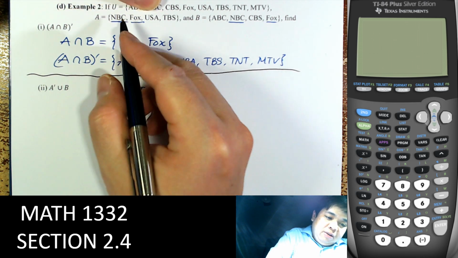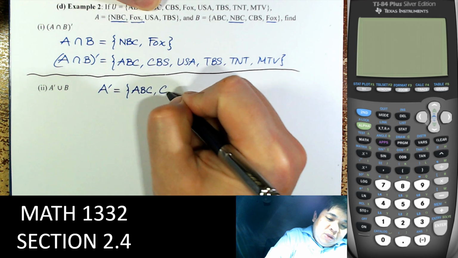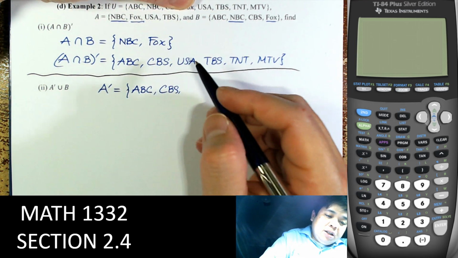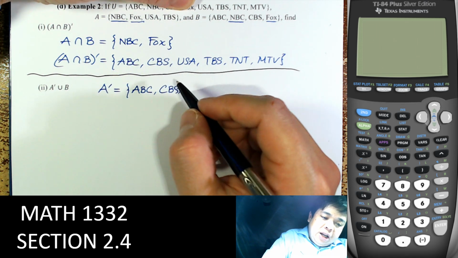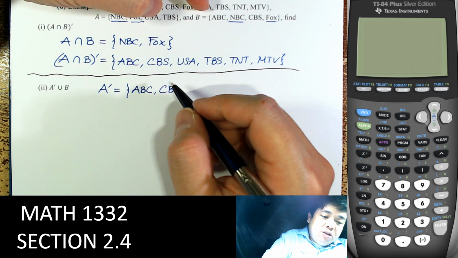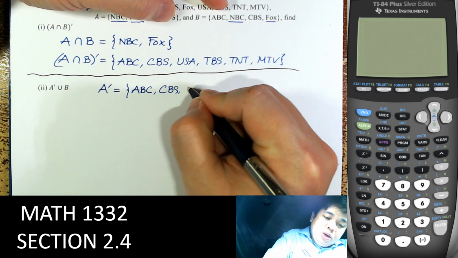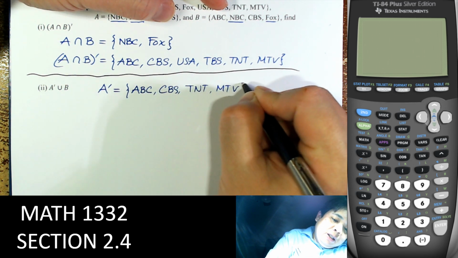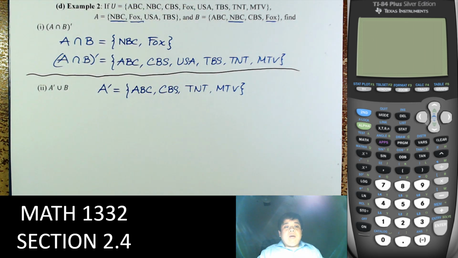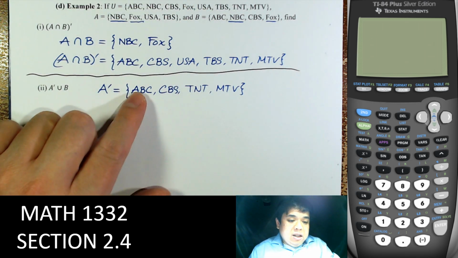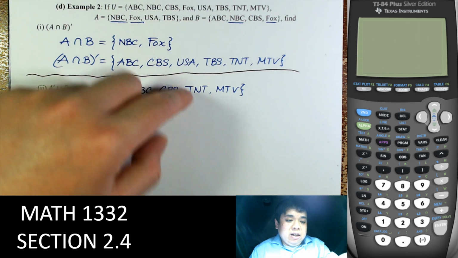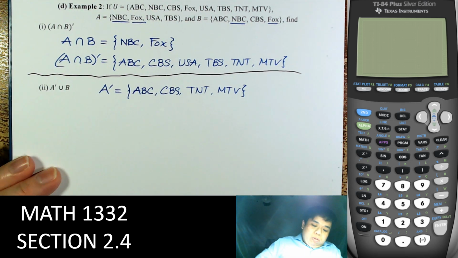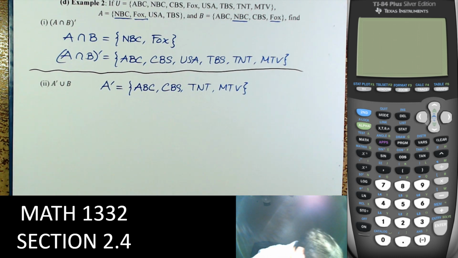NBC already have, so we're not going to count that. CBS, Fox already have, not counting that. And then USA already have, not counting that. So it's TBS. So just TNT and MTV. So that is the complement of A: ABC, CBS, TNT, and MTV. Right, not in A.